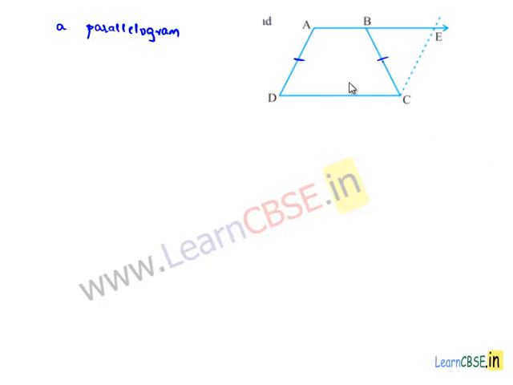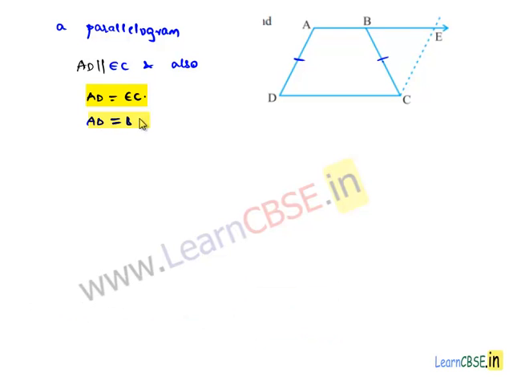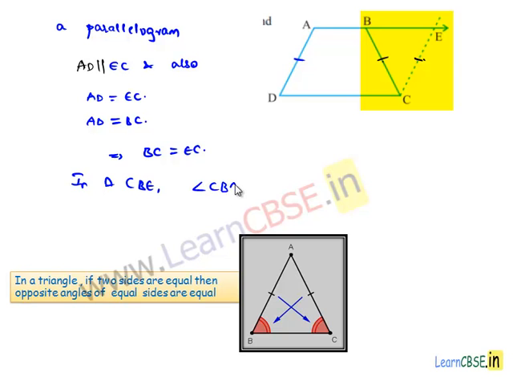Now, as AECD is a parallelogram, we can say AD is parallel to EC and also AD is equal to EC. But we know that AD is equal to BC, which implies BC will be equal to EC now. Now, if we consider triangle CBE, two sides are equal, so the angles opposite to those sides will also be equal. So we can equate angle CBE is equal to angle CEB.